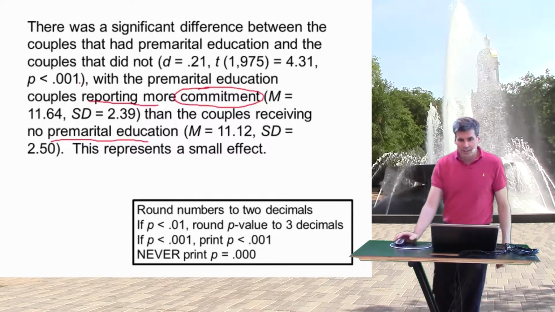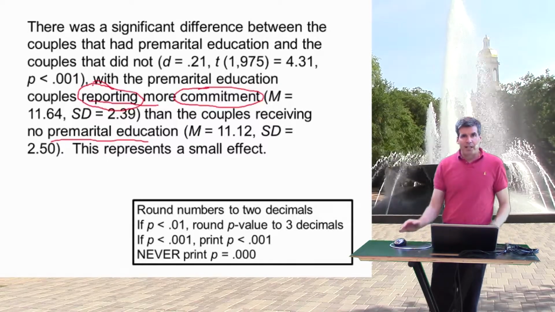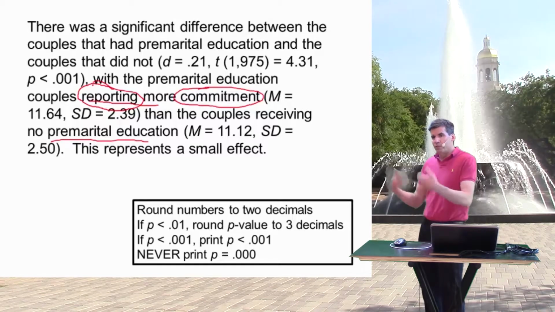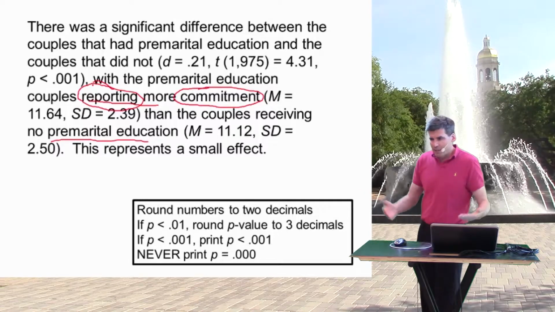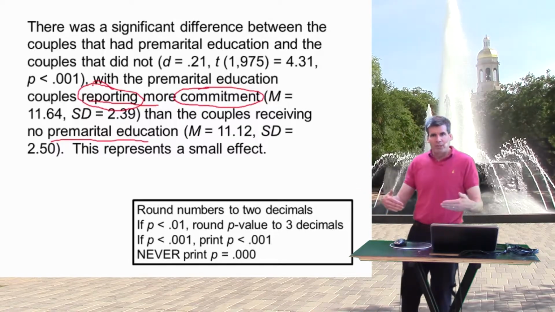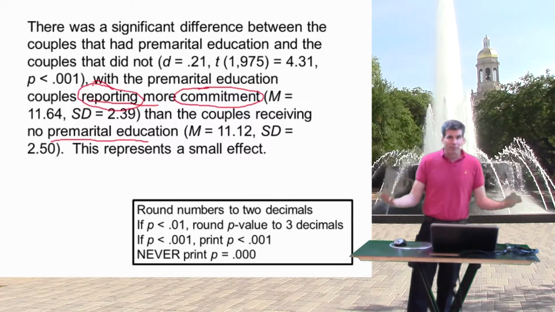Also note that in this example, I use the word reporting. That's because that's what was done in the study: people were interviewed over the telephone, and they were asked questions about their level of commitment in their relationship. So I use the word reporting because that's what was done in the study. I would not use the word reporting if that wasn't part of the study design.